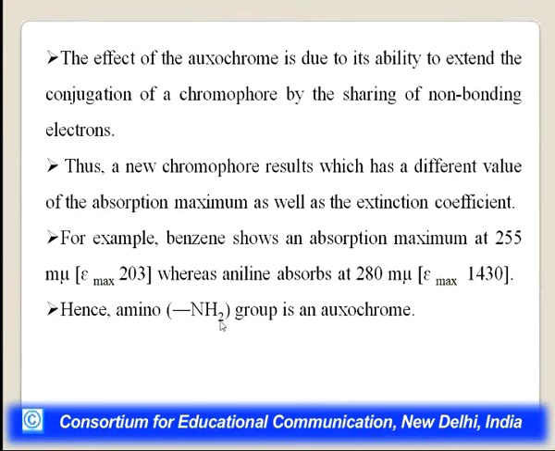Hence the amino group acts as an auxochrome over here because it extends the conjugation of benzene with the lone pair of electrons present on the nitrogen atom.